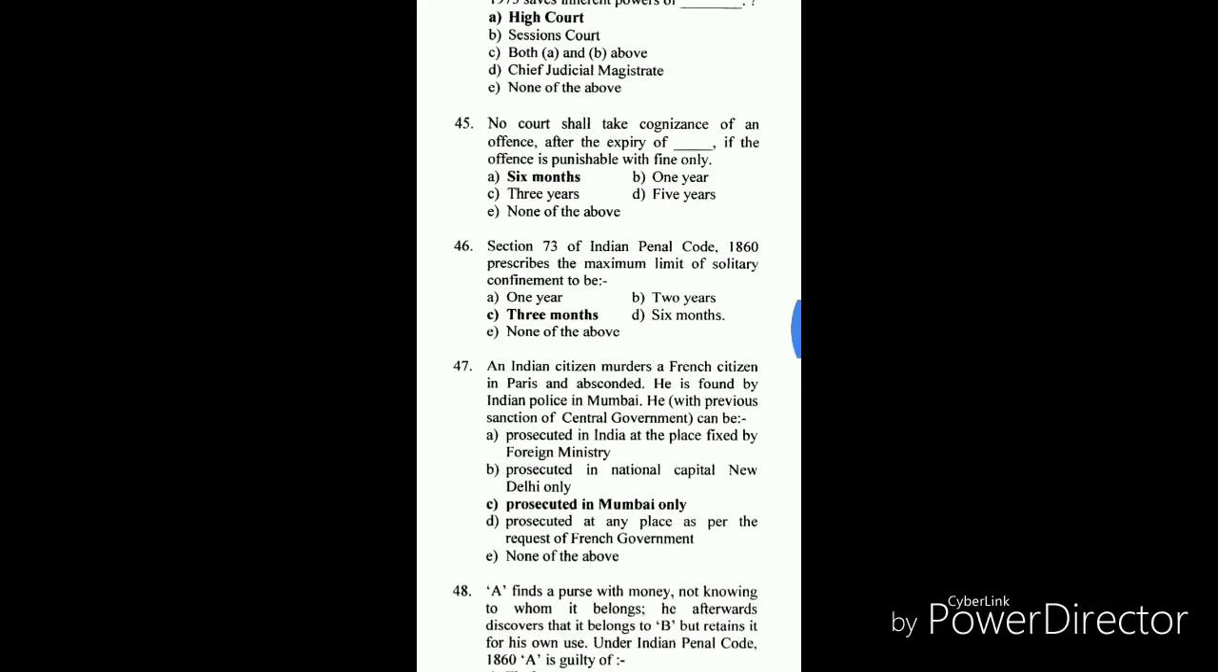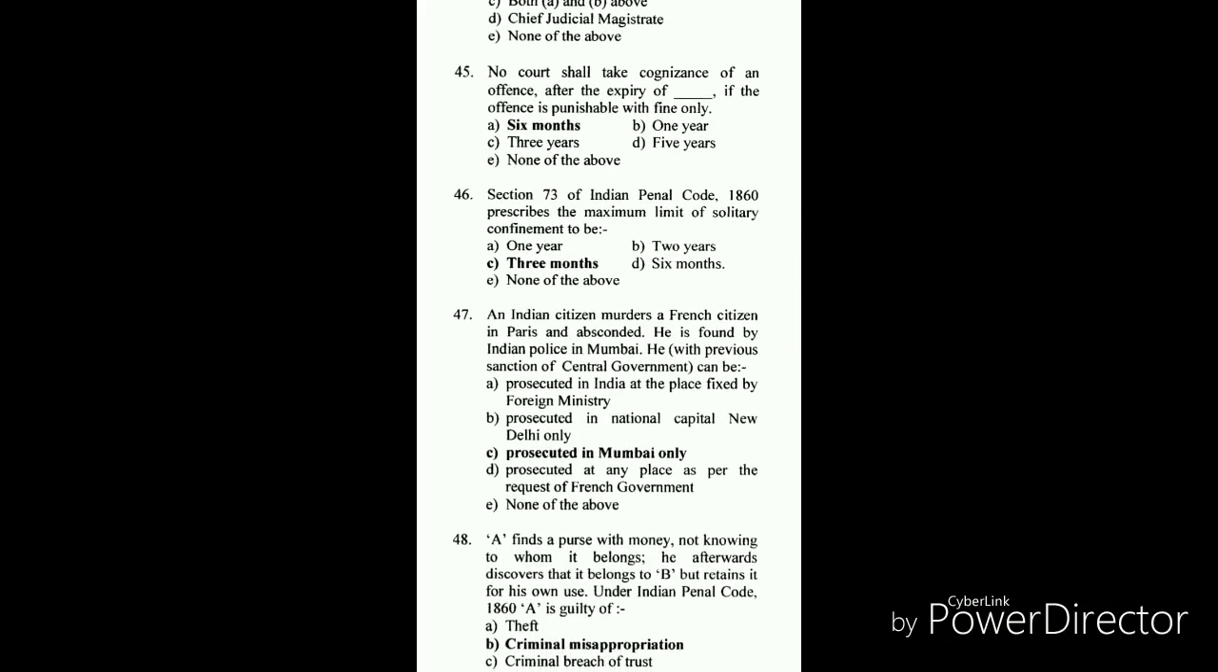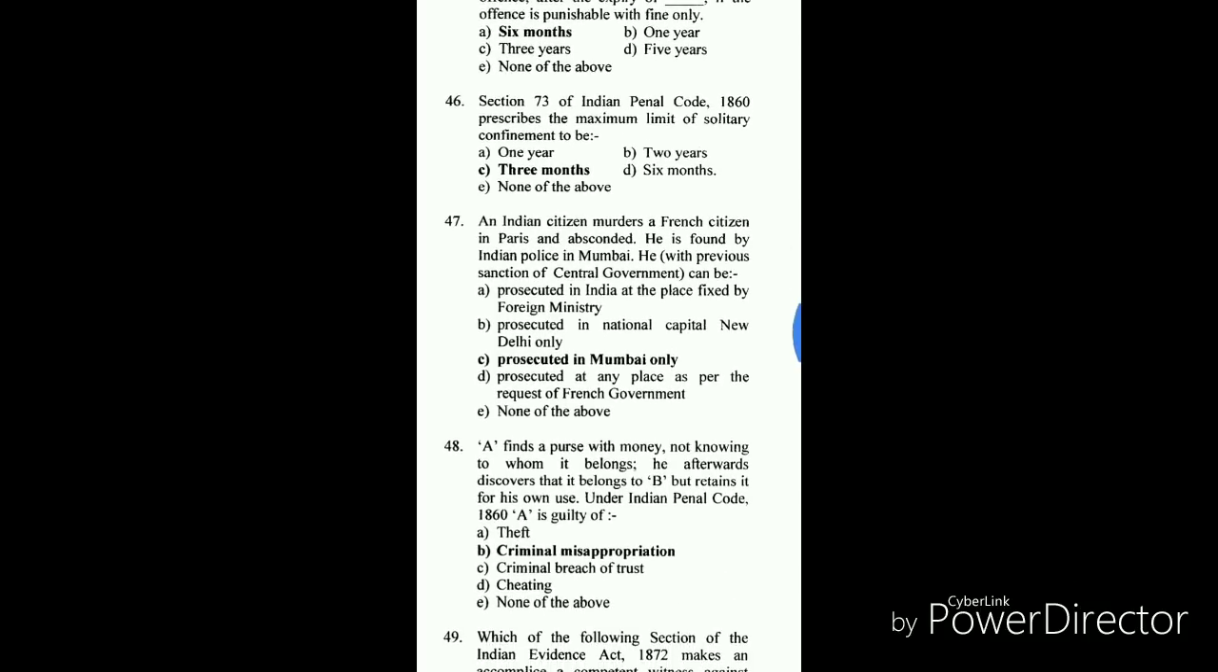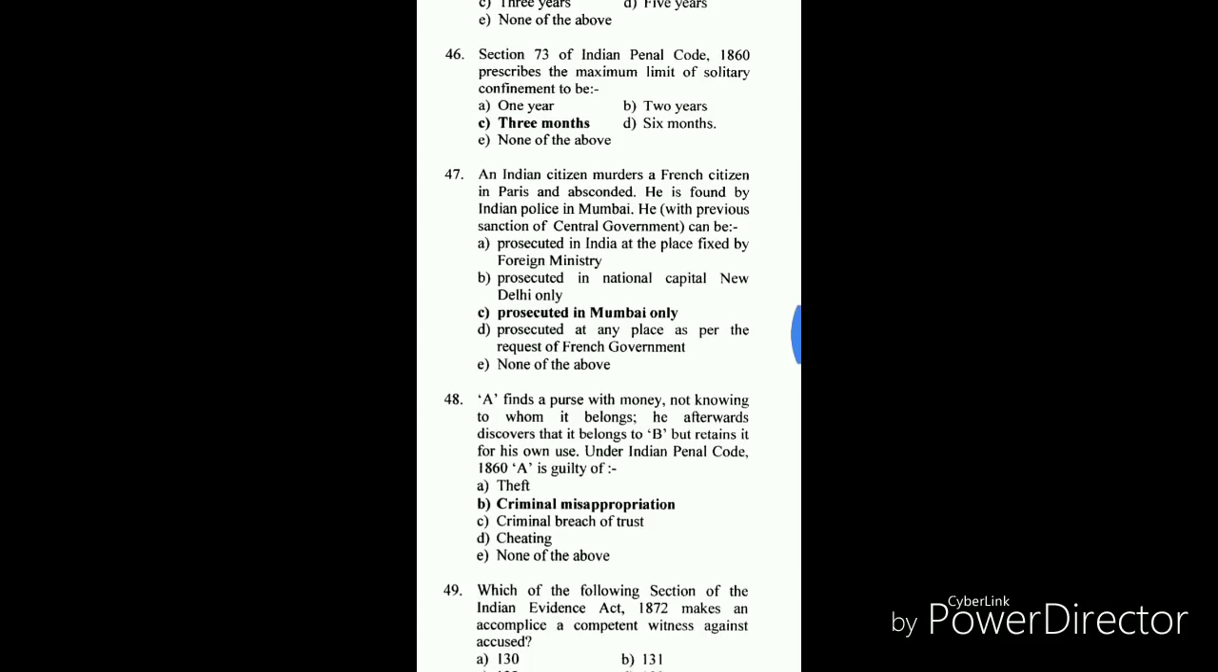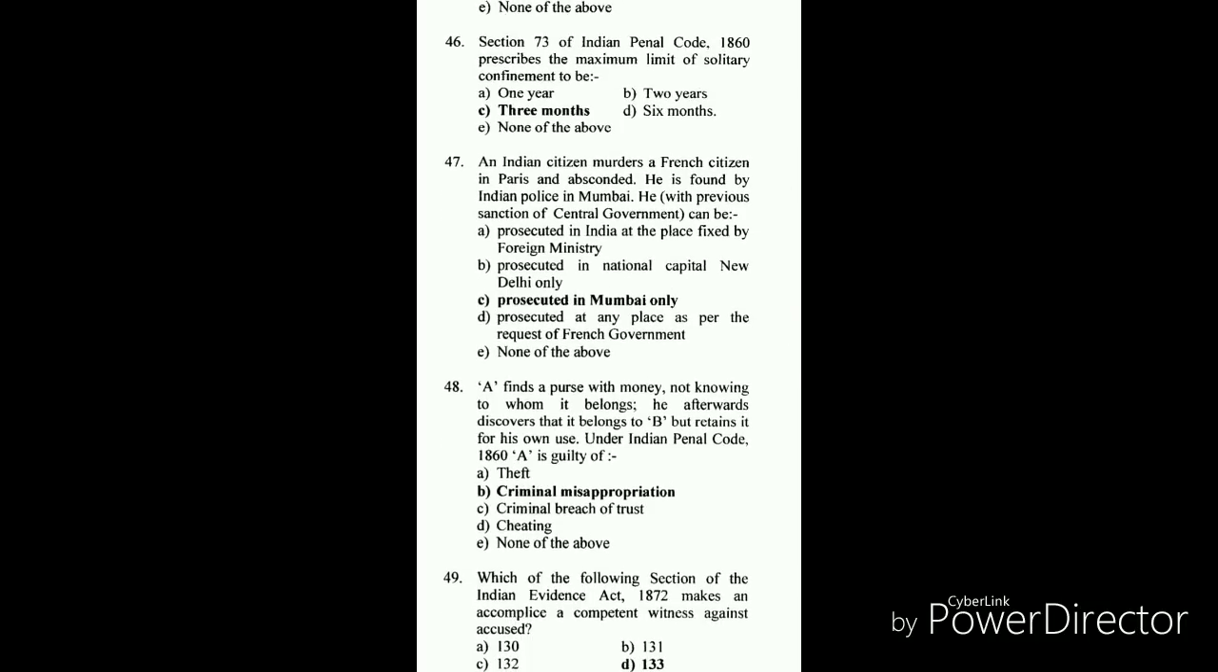Regarding no court shall take cognizance of an offence after the expiry of 6 months. Very simple number based question. Section 73 of the Indian Penal Code, it is solitary confinement. You just go through that. 73, very easy language. This is a little bit technical question.